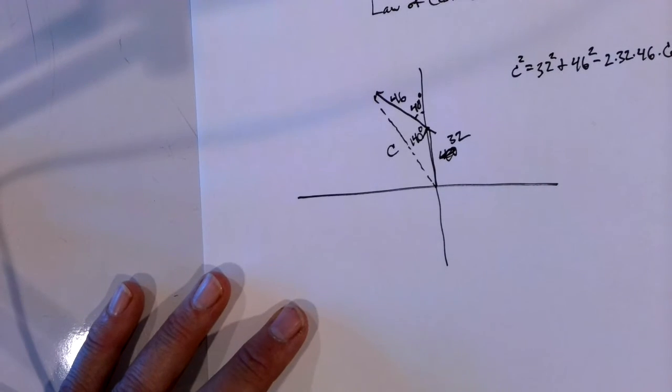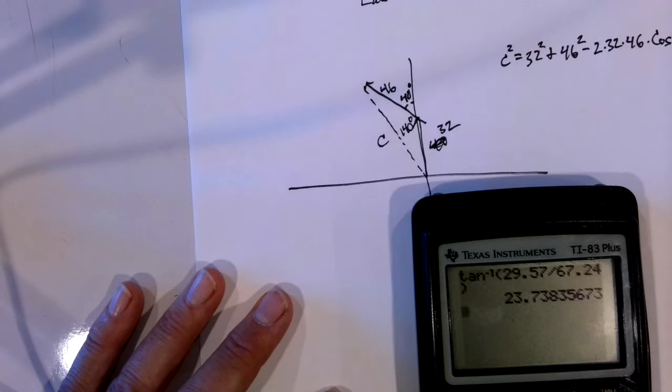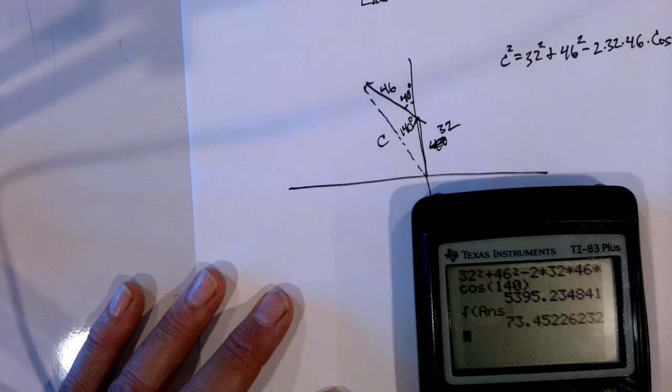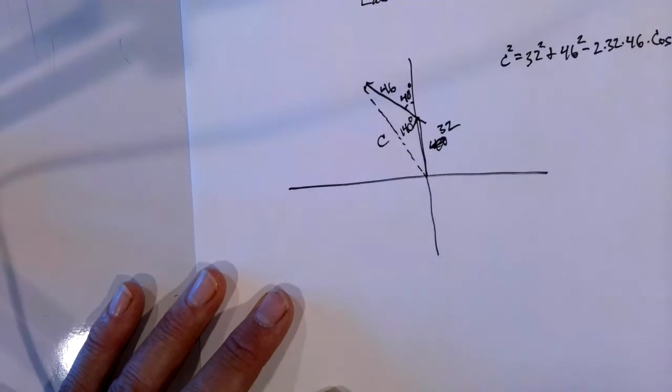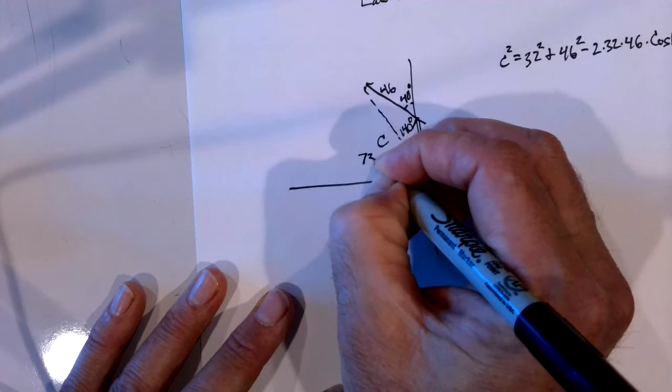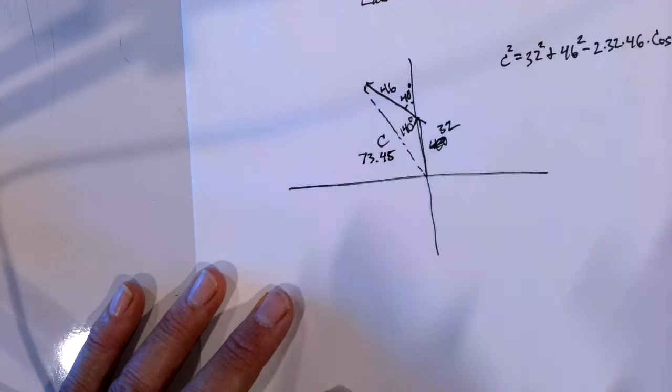I'm going to type all that into my calculator. 32 squared plus 46 squared minus 2 times 32 times 46 times a cosine of 140. And I get that. I'm going to square root that guy. And that's going to give me 73.45. That means this distance is 73.45.